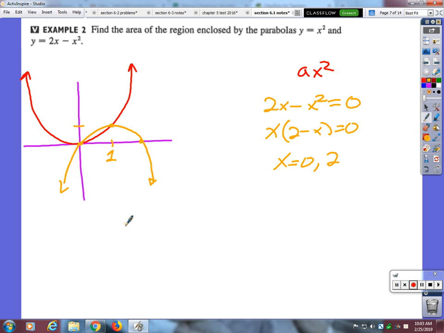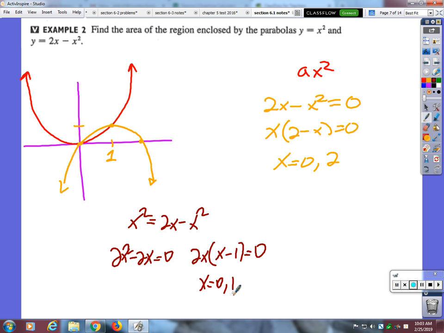Desmos would be graphing, just using a different graphing tool. If you want to do that without graphing, without making a picture at all, really all you need to do is set these two things equal to each other, because we're looking for the intersection points there. So if I set x squared equal to 2x minus x squared, I'm going to get everybody over there on the left. Then I'm going to factor out a 2x. And then that gives me x equals 0 and 1.